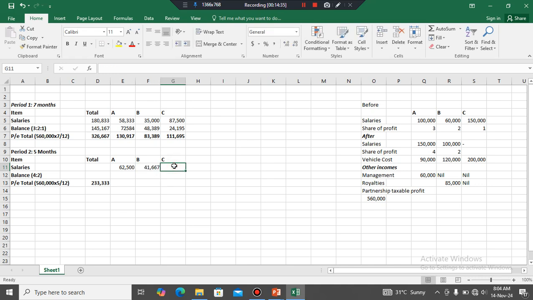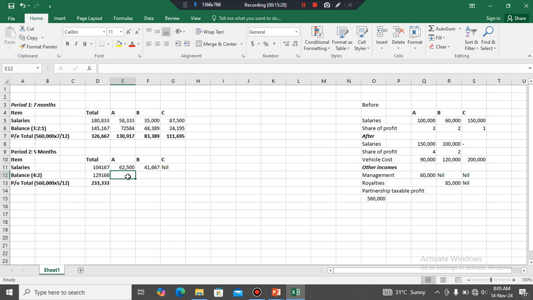And then C was not involved in the partnership, so we don't include any. We just say that individual wasn't part of the partnership. Then we say 62,500 plus 41,667. It's giving us 104,167. And then what do we do? We need to find the difference. So it's 233,333 minus 104,167 is giving us a net of 129,166.